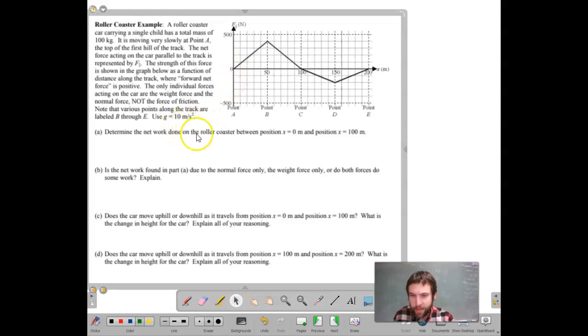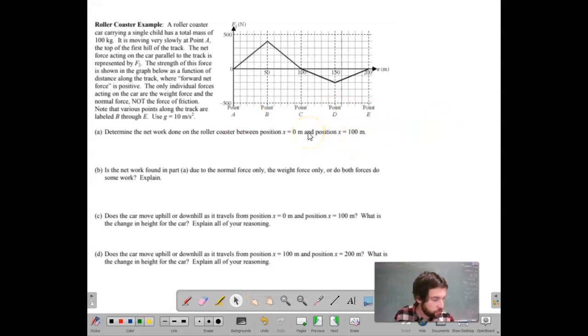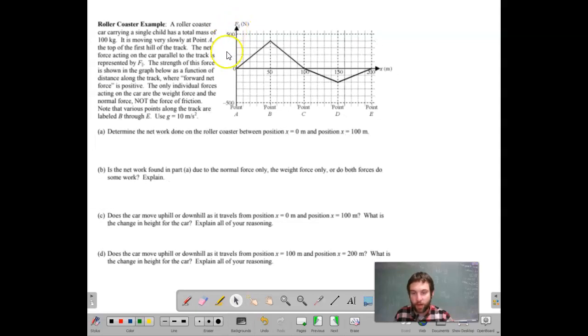Determine the net work on the roller coaster between position x equals 0 and position x equals 100. We have a graph. So let's first look at our y-axis and x-axis labels. We have force on the y, and displacement on the x. So if we divide them, we have F over x. Spring constant? Not useful. There's no mention of a spring here, so let's not use the slope. What else can we do?